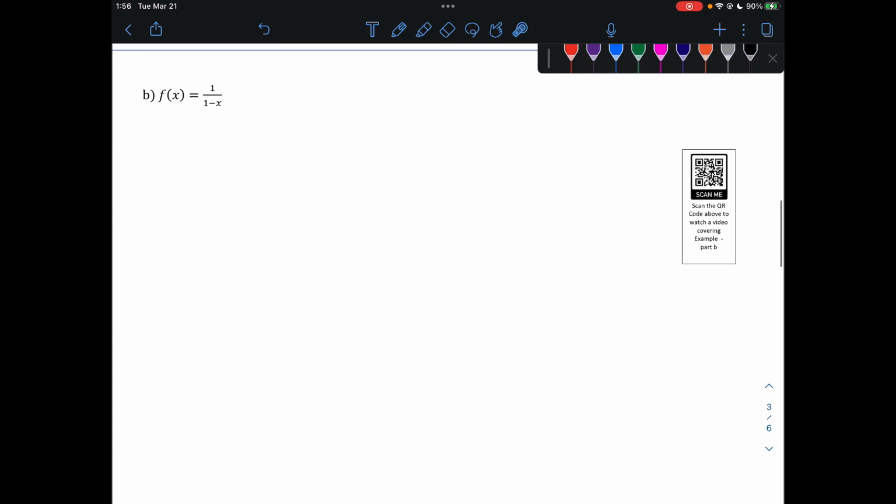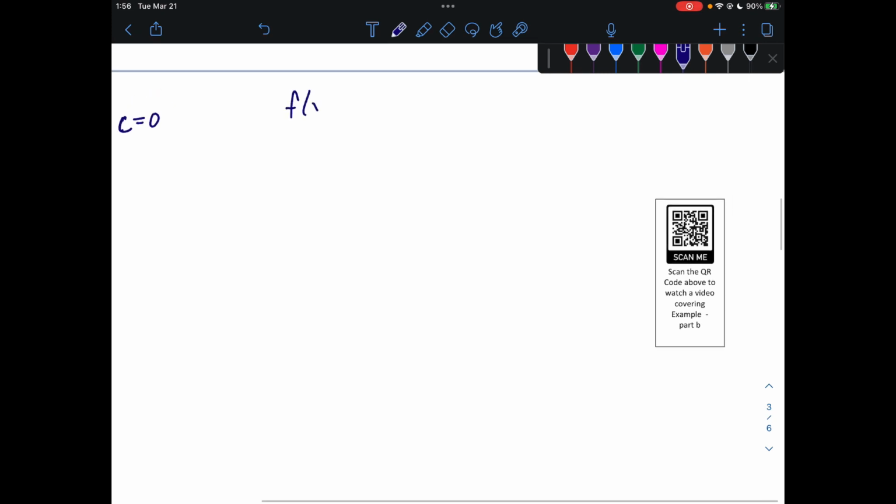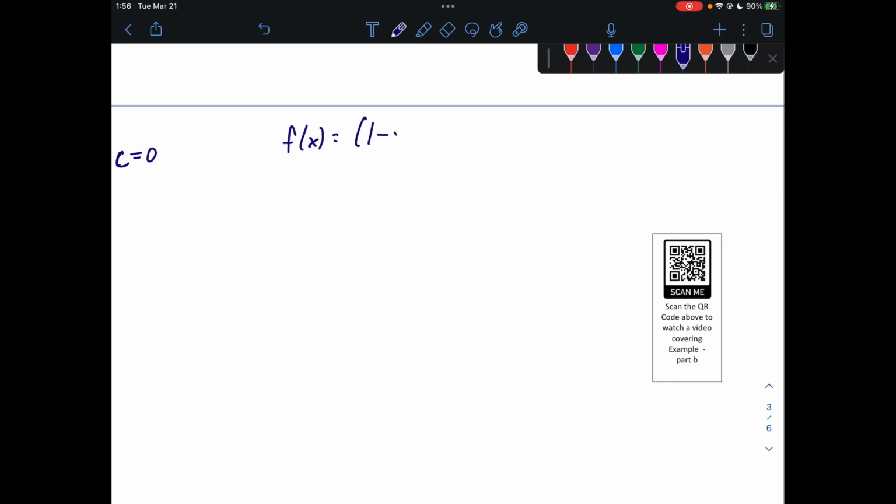All right, question B, same question here. Find the Maclaurin series in summation form for the following functions. Find the interval of convergence as well. So again, c is equal to 0 here for a Maclaurin series. So I'm just going to do a lot of work here before I even get started with the Maclaurin series. f of x equals, I'm going to rewrite this as (1 minus x) to the negative 1.